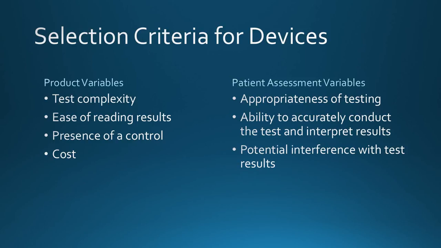When looking at the patient, you want to assess the appropriateness of testing. So does the patient have risk factors for the disease that they're concerned about? You want to assess the patient's ability to accurately conduct the test and then interpret those results. And then consider any interferences in their diet, medication, sometimes lifestyle with the test results that may cause a false test result.